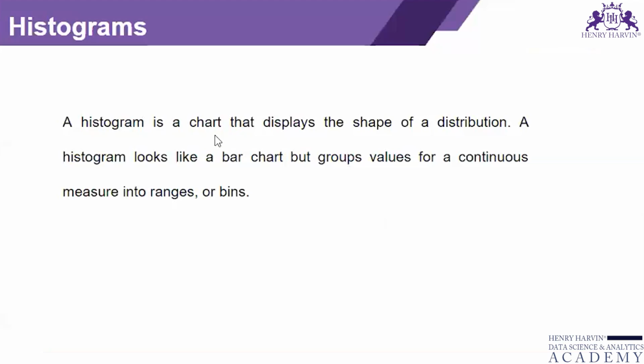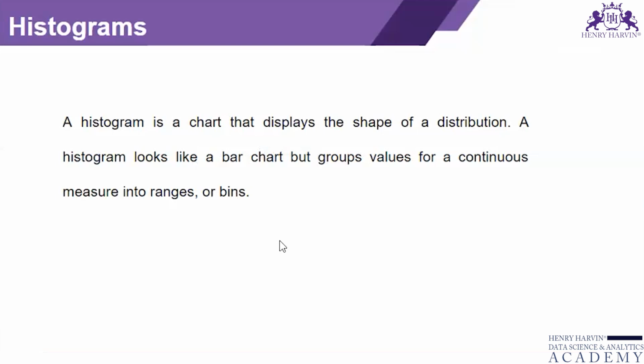A histogram is a chart that displays the shape of a distribution. A histogram looks like a bar chart, but groups values for a continuous measure into ranges or bins. We have already tackled the topic of bins previously. What bins do is set a continuous range in between all these different stacks of bars, and a histogram is nothing but this continuous range of bins.